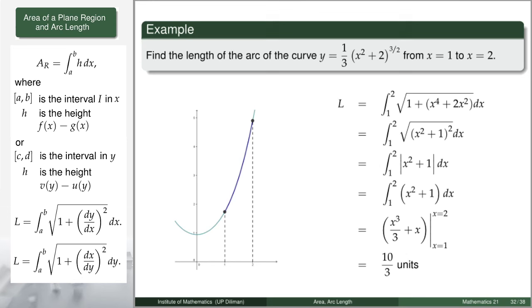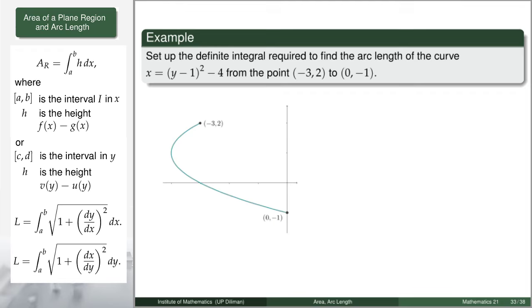Something to remember here is that the units here is not squared. Unlike area where we put square units, for length of arc, it's just units because this is a one-dimensional quantity. Let's have another example. I want to set up the definite integral for this curve. Now, since I only need to set it up, I don't really need to do all the simplification as I have done in the previous example. So it suffices that I memorize my formula well.